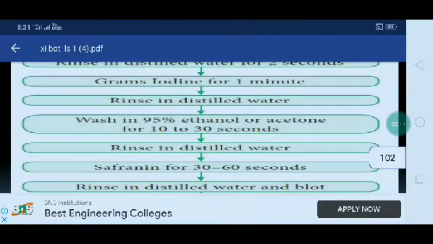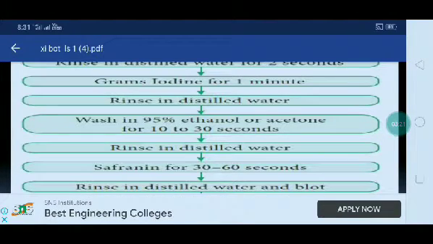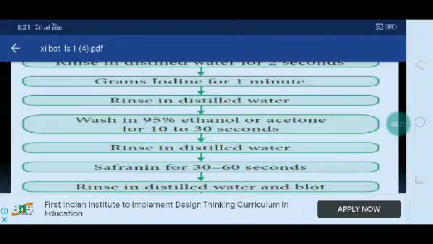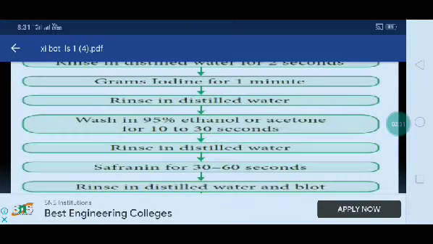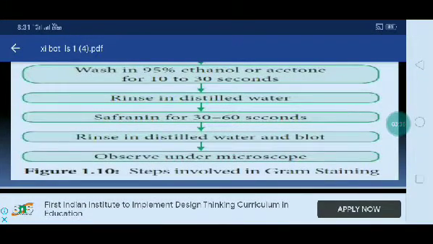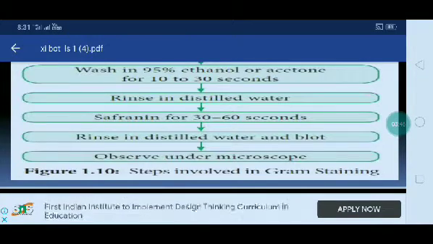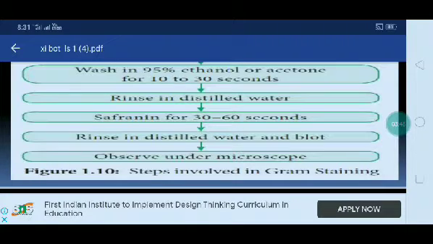Then wash with 95% ethanol or acetone for 10 to 30 seconds only. Then rinse in distilled water to remove any precipitates. Then add safranin for 30 to 60 seconds only. Rinse in distilled water and blot it on filter paper. Then observe the bacteria under the microscope. These are the procedures involved in Gram staining.